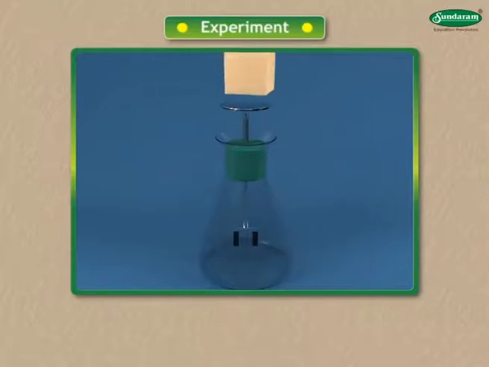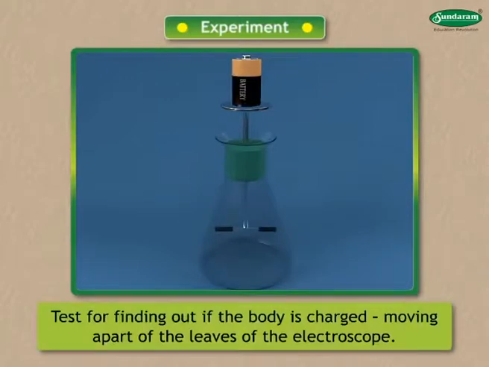If a body with no charge is made to touch the disc of the electroscope, the leaves at the other end remain closed. But if a positively or negatively charged body is brought in contact with the disc, then like charges develop on the leaves and they repel each other and fly apart. The moving apart of the leaves of the electroscope is the test for finding out if the body is charged.